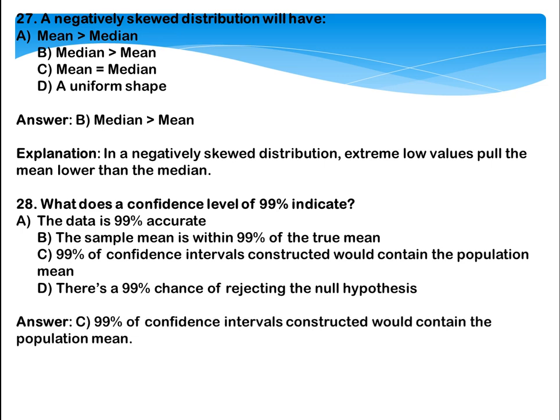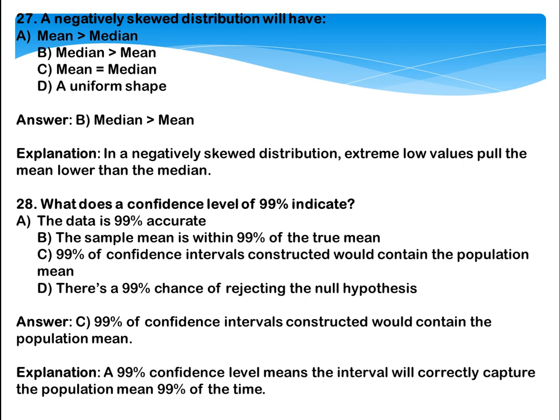Answer, C. 99% of confidence intervals constructed would contain the population mean. Explanation. A 99% confidence level means the interval will correctly capture the population mean 99% of the time.